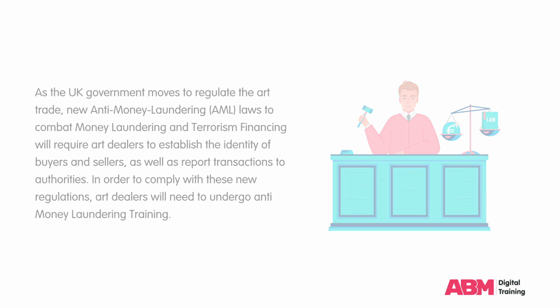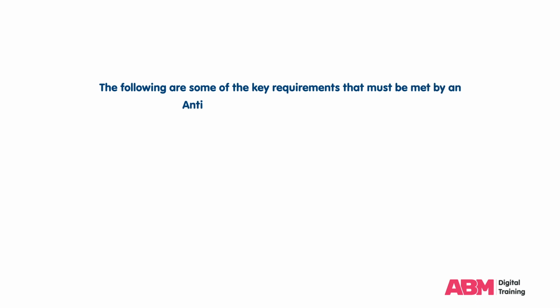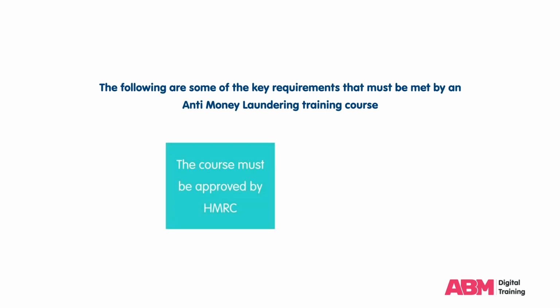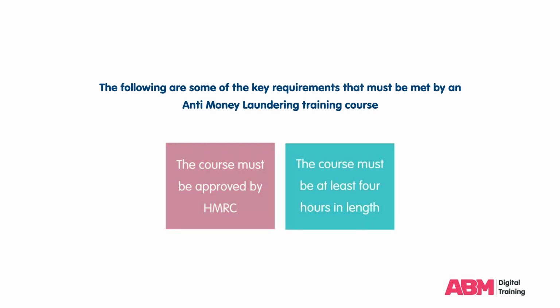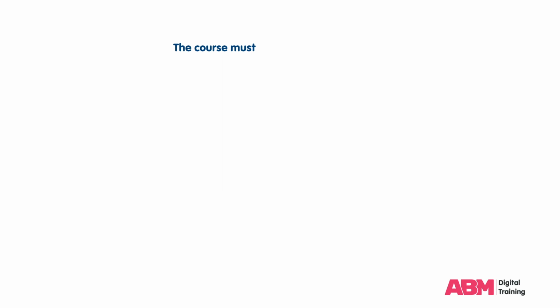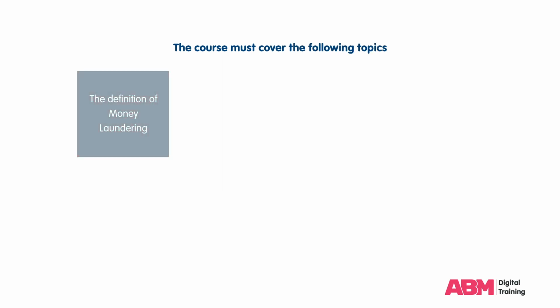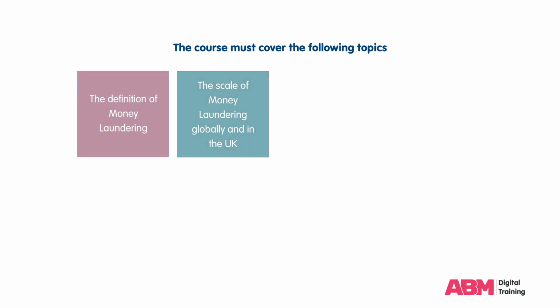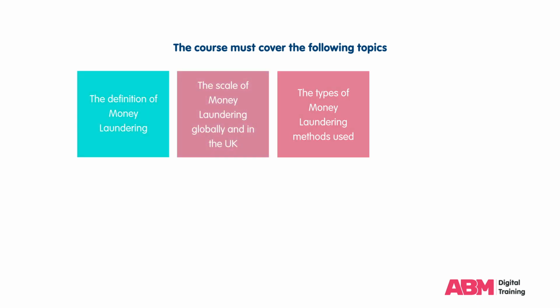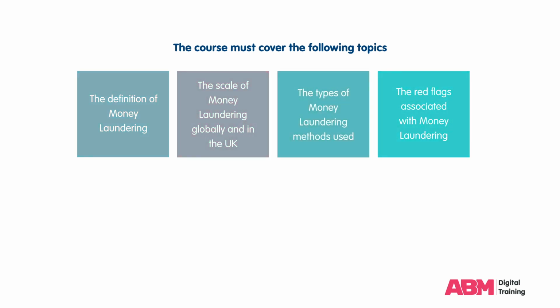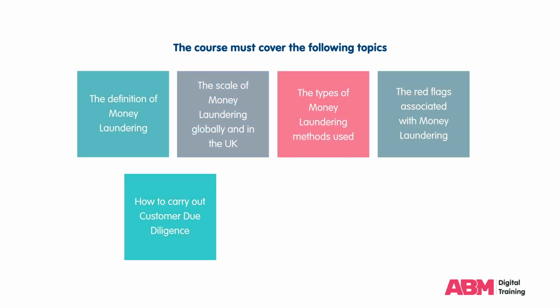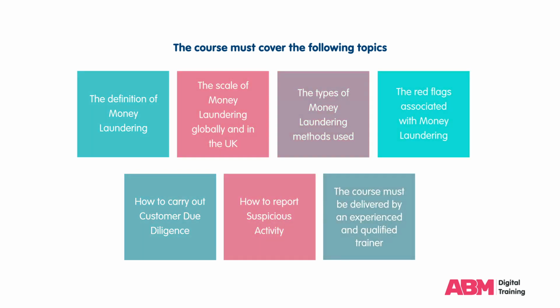The following are some of the key requirements that must be met by an anti-money laundering training course. The course must be approved by HMRC. The course must be at least 4 hours in length. The course must cover the following topics: the definition of money laundering, the scale of money laundering globally and in the UK, the types of money laundering methods used, the red flags associated with money laundering, how to carry out customer due diligence, and how to report suspicious activity. The course must be delivered by an experienced and qualified trainer.